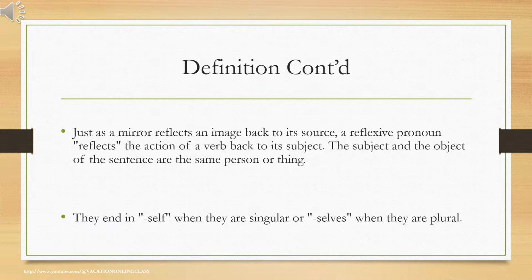Just as a mirror reflects an image back to its source, like we saw in the video, a reflexive pronoun reflects the action of a verb back to its subject. So we can see that the subject and the object of the sentence are the same person or the same thing. Reflexive pronouns, when they are singular, end in self, or selves when they are plural.